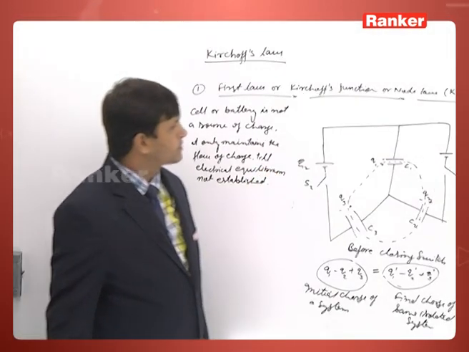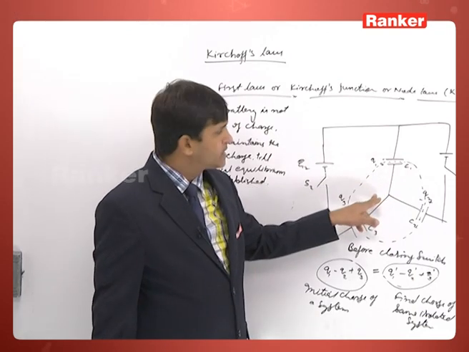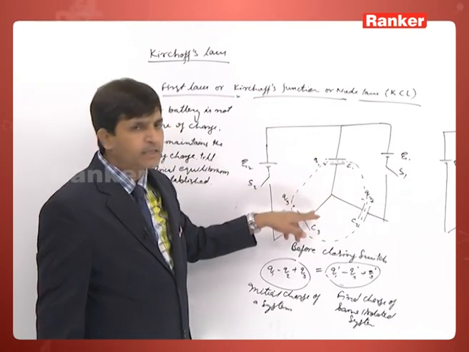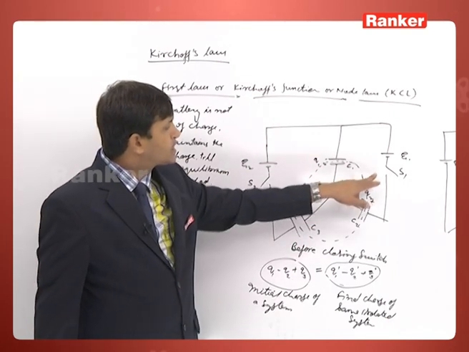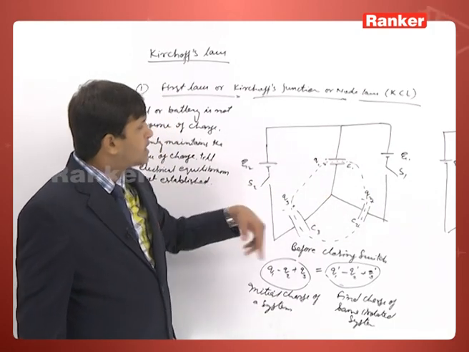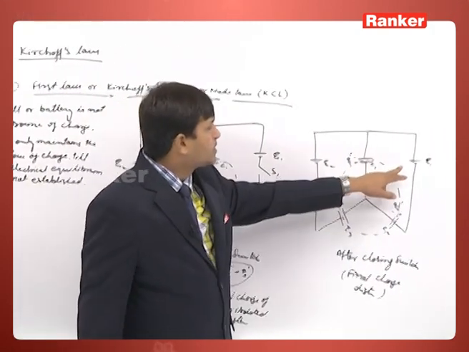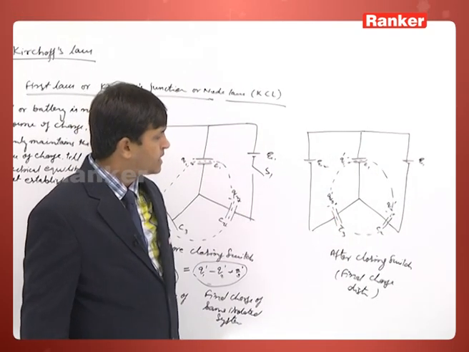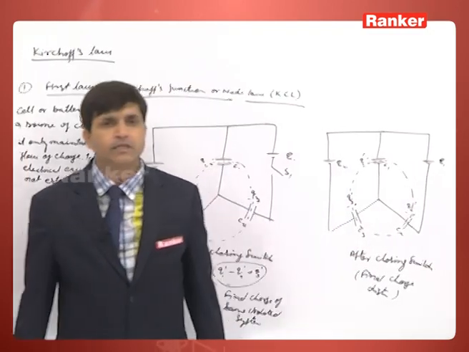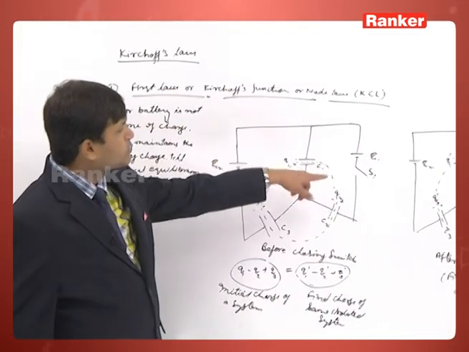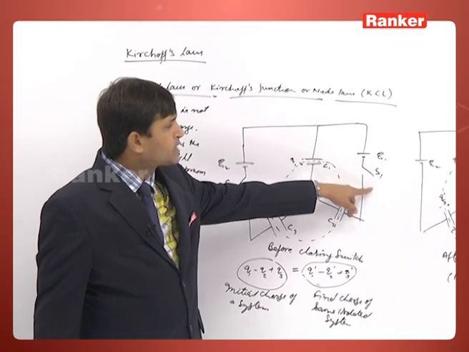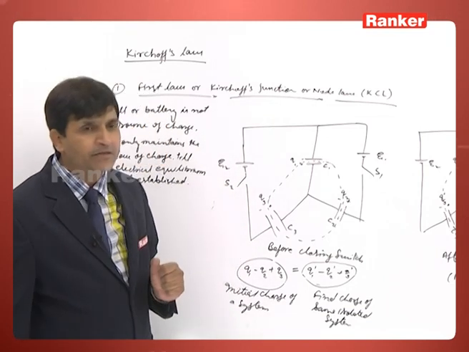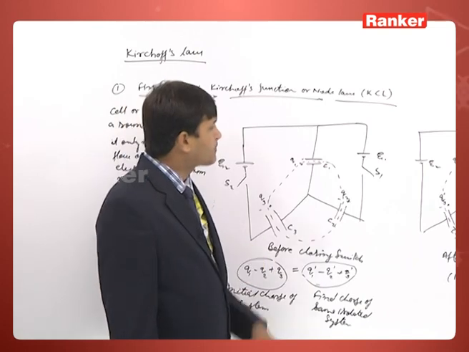So the meaning of this statement is this: initial charge was your Q1, Q2 and Q3 on these three capacitors. At that time our switches were open, and when the switches are closed, the charge is your Q1 dash, Q2 dash, Q3 dash. So why did the charge distribution take place? The charge distribution took place because of these cells. So when the switch S has closed, or S1, S2 have been closed, this cell has created a certain potential difference, and because of that charge starts flowing.